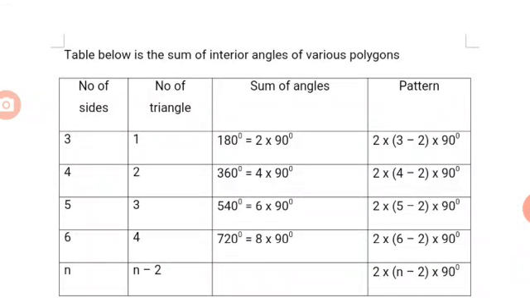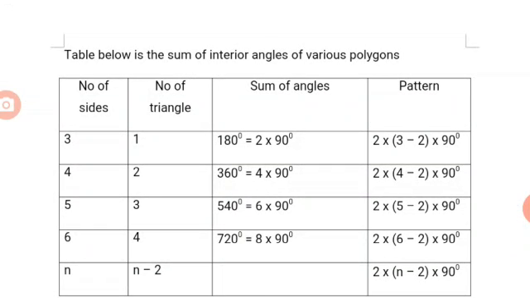If it has 5 sides, the number of triangles will be 3. Therefore, the total interior angles will be 540 degrees, which is 6 times 90 degrees. Therefore, the pattern will give us 2 times 5 minus 2, times 90 degrees.